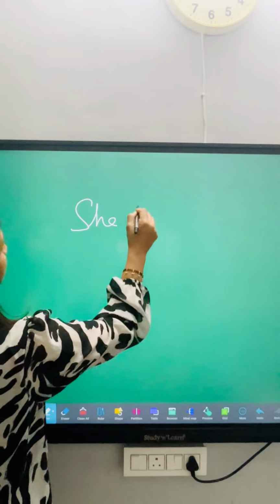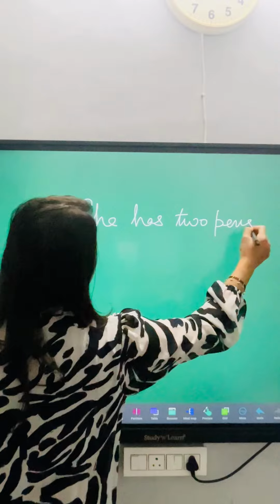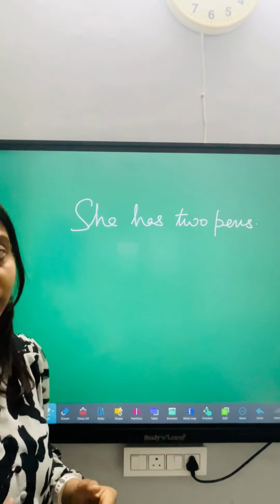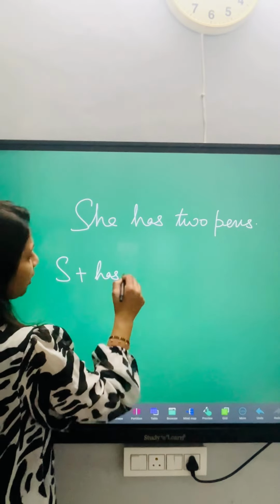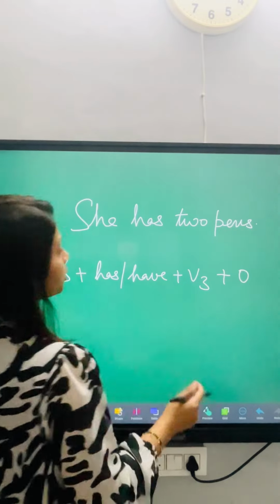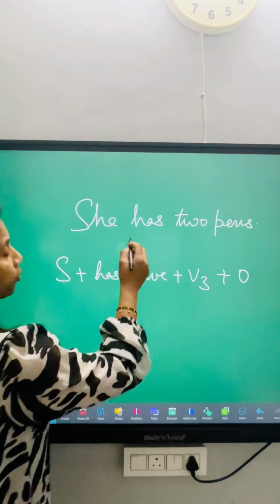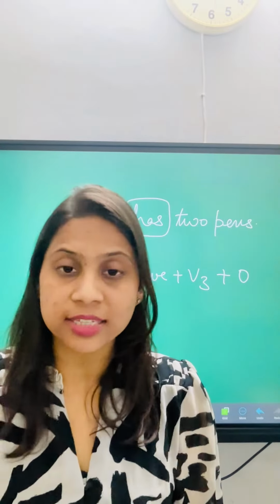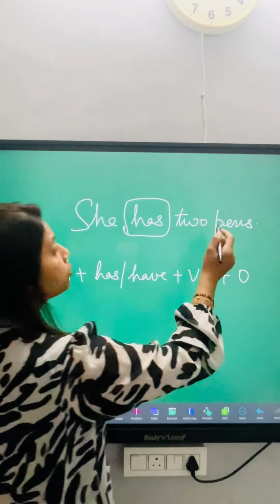she has two pens. So in this, generally the students wrote this as a present perfect tense. But what is the rule of present perfect? Subject plus has/have plus third form of verb plus object. So can you see anywhere in this sentence a third form of verb? There is only one verb, that is has, and it is working as a main verb. So there is no third form of verb. So this sentence is in simple present.